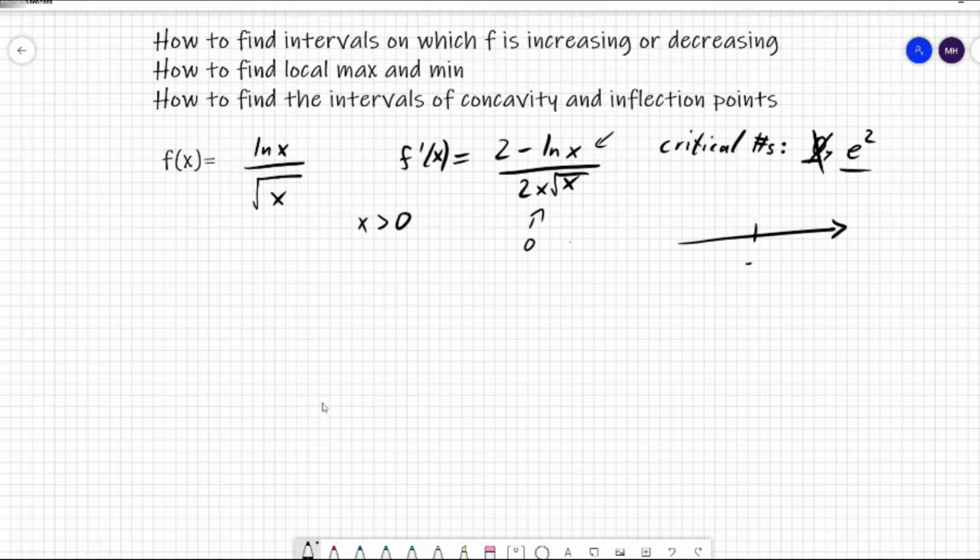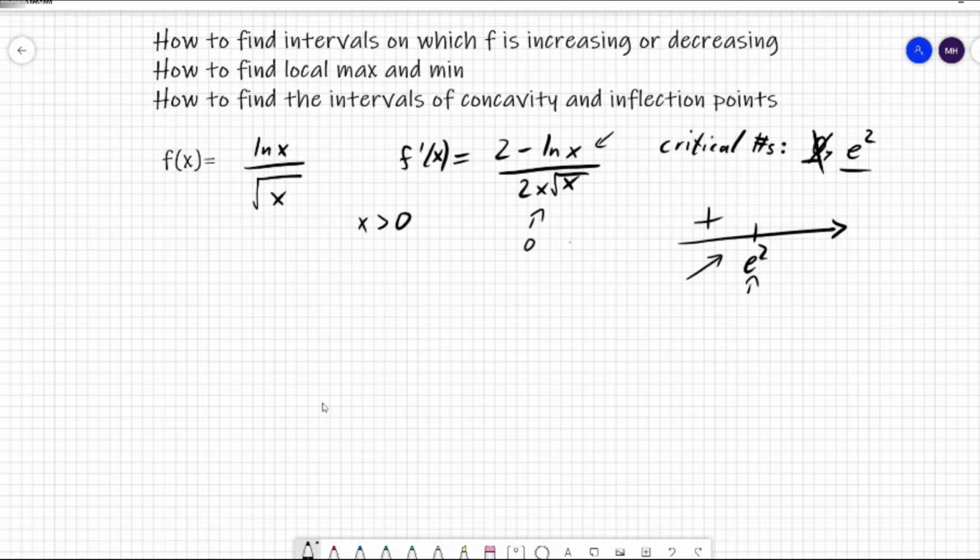So we draw a number line, put e squared here, and then we try out a point to the left and to the right. So let's just try out 1. So 2 minus ln of 1 over 2 times 1 times root 1 equals 1. So that's a positive number, so we can say the graph is going up. And then e squared is basically 7.38. So we're just going to use 8 on the other side. Just any number that's bigger than this number is fine.